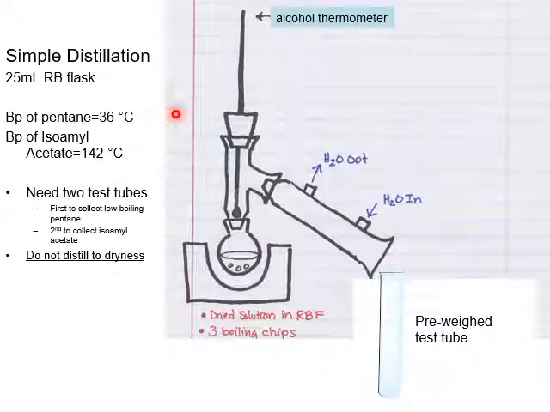This is the setup for a simple distillation. So you want to get rid of that pentane that you used to make sure that you obtained all of your product. And as you can see, their boiling points are very, very different, so it should be easy to get the pentane out. So then you just perform distillation.